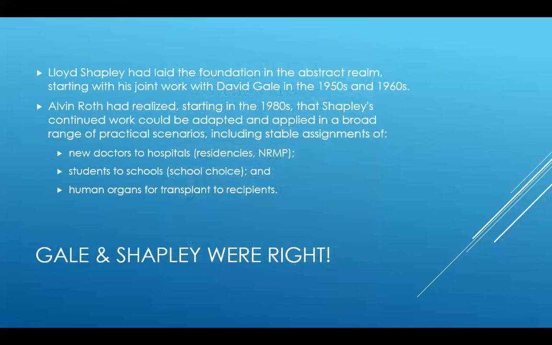Okay, so Shapley had laid the foundation in the abstract realm, and then starting with his joint work with David Gale in the 50s and 60s, Roth realized starting in the 80s that Shapley's continued work could be adapted and applied in a broad range of practical scenarios, including doctors to hospitals, that is residencies through the National Residency Matching Program, students to schools in school choice. It hasn't necessarily been applied at the college level yet, but it has in other school situations. And even human organs for transplant recipients. The Gale-Shapley algorithm has actually been used. They were definitely right to think that there could be some practical utility of what they did.